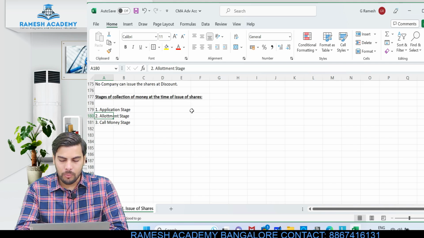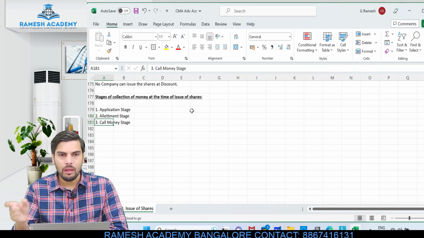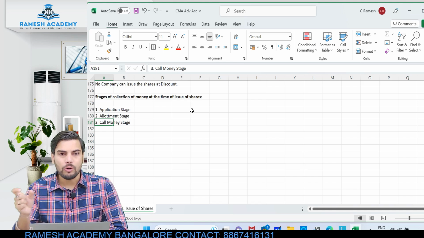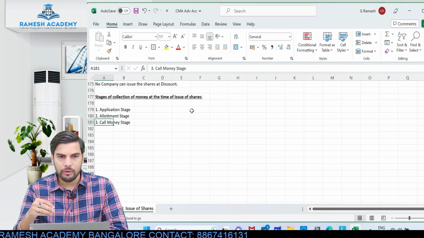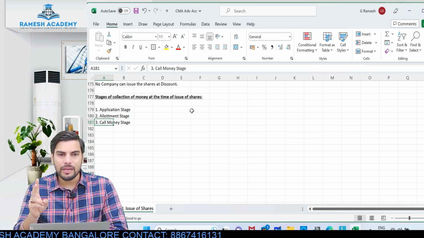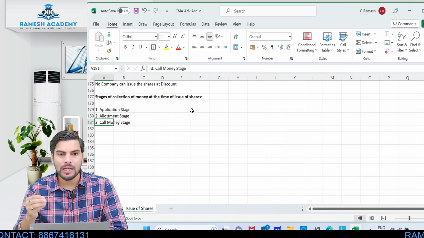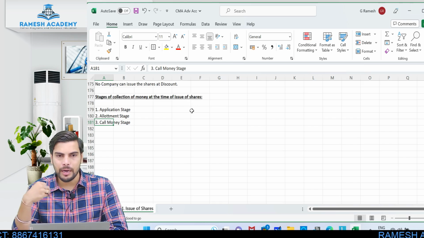Clear? And what about the call money stage? Call money stage is something like this. Whatever is the leftover amount which I did not pay. Let us say out of this 10 rupees share, I have already paid 8 rupees. The company will make a reminder for the remaining 2 rupees: out of 10, you have already paid 8, 2 rupees is still pending, kindly make the payment. This final leftover amount is what is called the call money stage. The company makes a reminder to me and I'll be settling the amount to them.